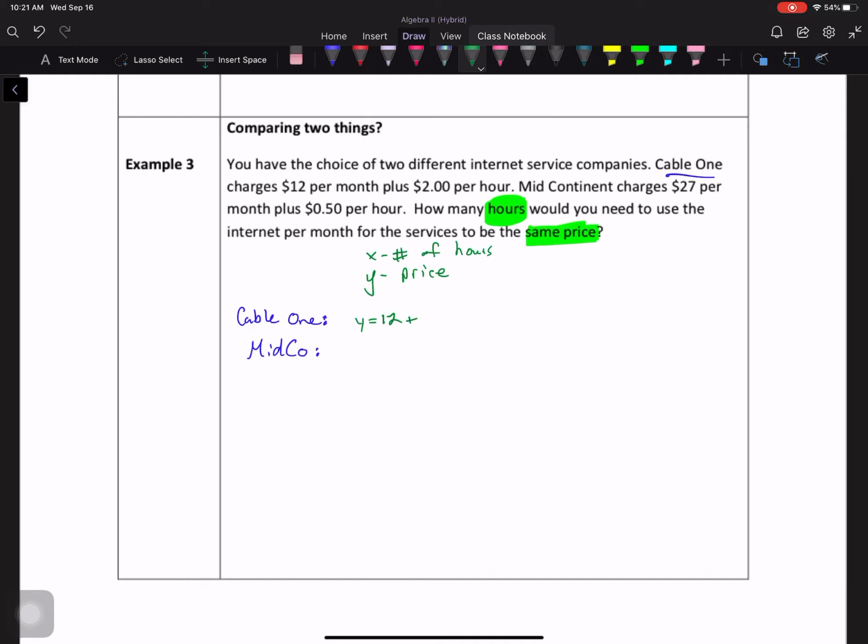But it does say plus, therefore the addition, $2 per hour. We don't know how many hours, so there's where our X is going to go. So, that's our equation to represent cable 1.